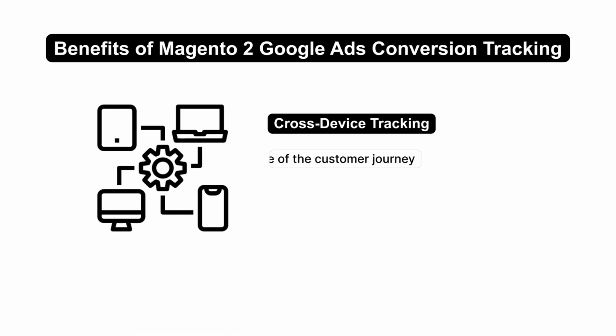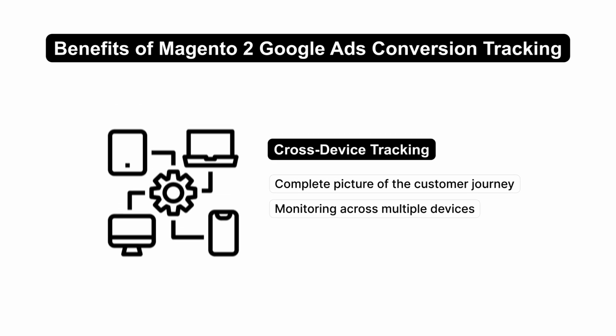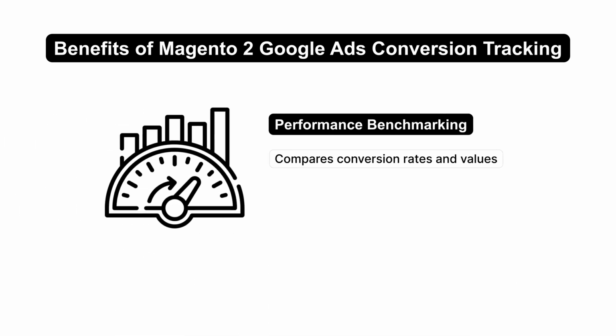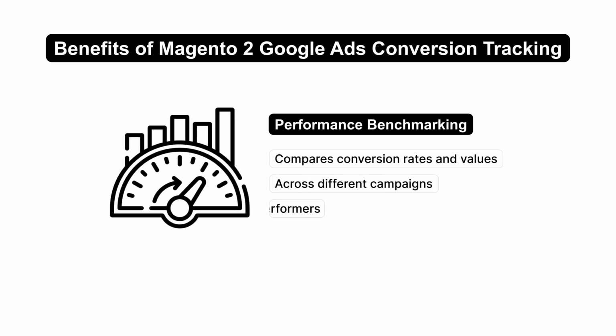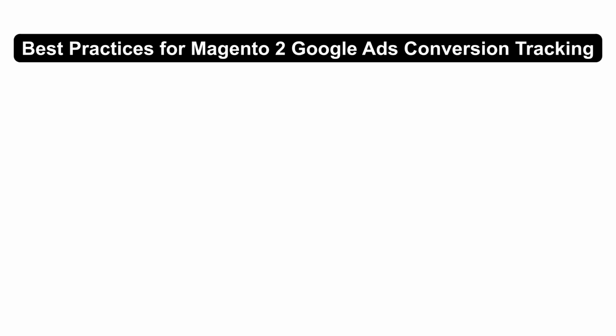Cross-device tracking provides a complete picture of the customer journey by monitoring conversions across multiple devices. Performance benchmarking compares conversion rates and values across different campaigns to identify top performers. Lastly, here are some of the best practices for Magento 2 Google Ads conversion tracking.